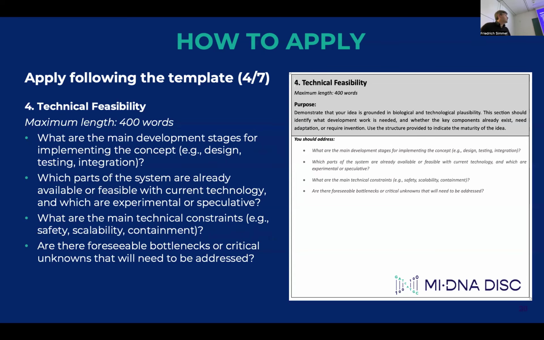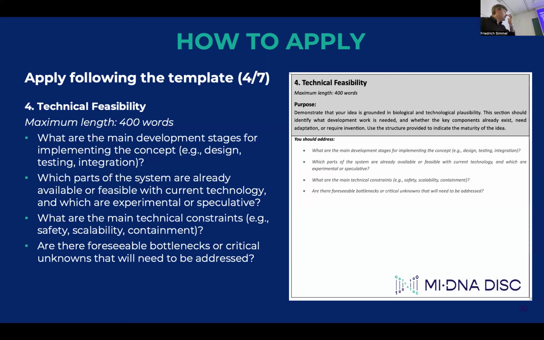Technical feasibility. So no more than 400 words. An idea can be a very good idea, but if it lacks feasibility, it is more complicated for it to arrive on the market. So mostly, what is the development stage of your concept? Is it still an idea, a proof of concept? Have you already tested, do you already have an integration in a system, and which part of the system is already present and which part is still in an experimental or speculative setting?